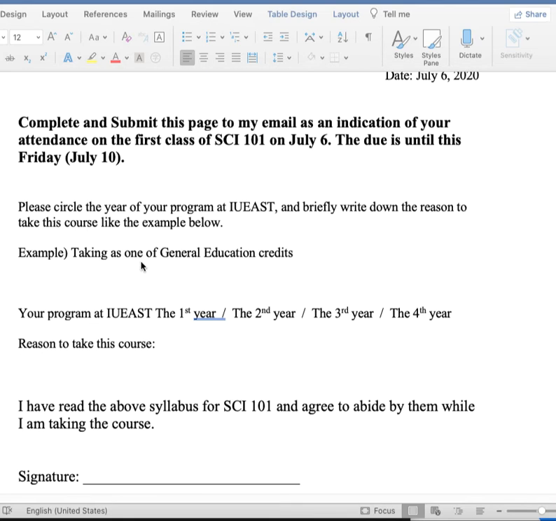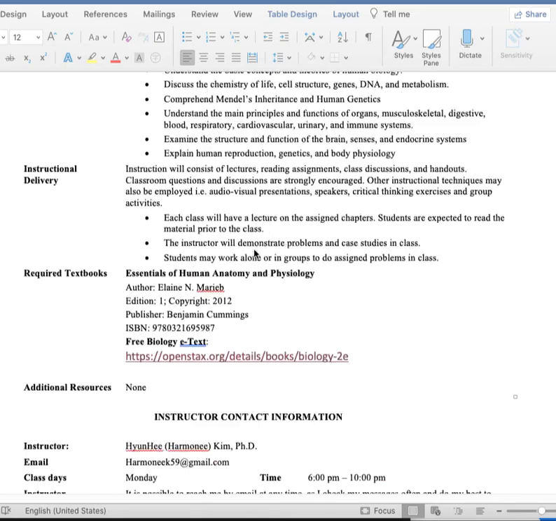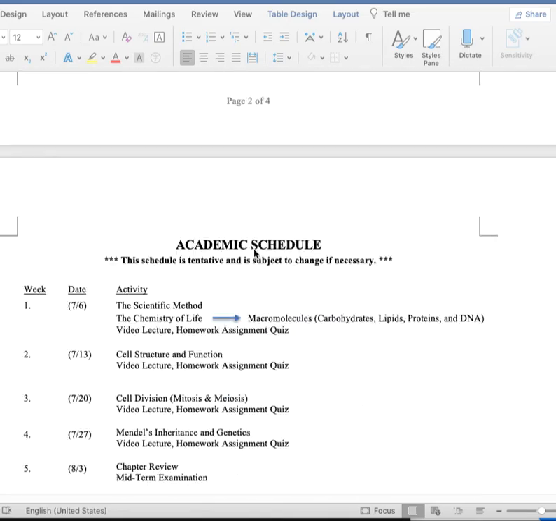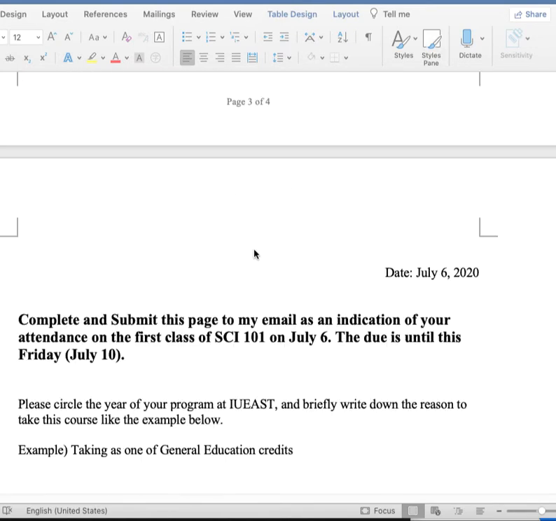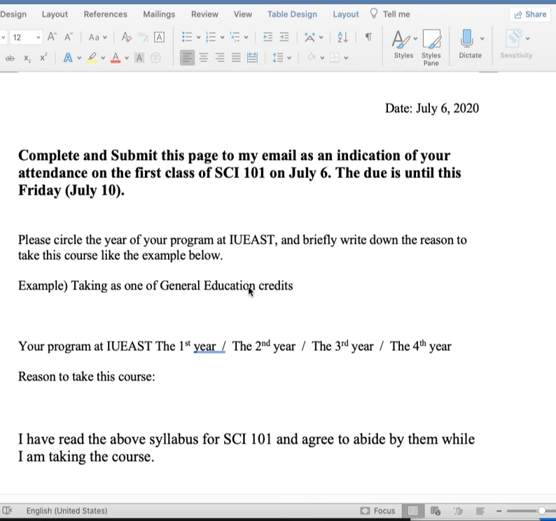Also, what you have to do today is submit this page to my email address, because students must attend the first class of this course. When you submit this page to my email address, that indicates you attended the first class. Only this page. You don't have to include the first pages of the syllabus. The first 3 pages of the syllabus you just read as a reference, but the last page you have to submit. In order to submit, you have to answer 2 questions.